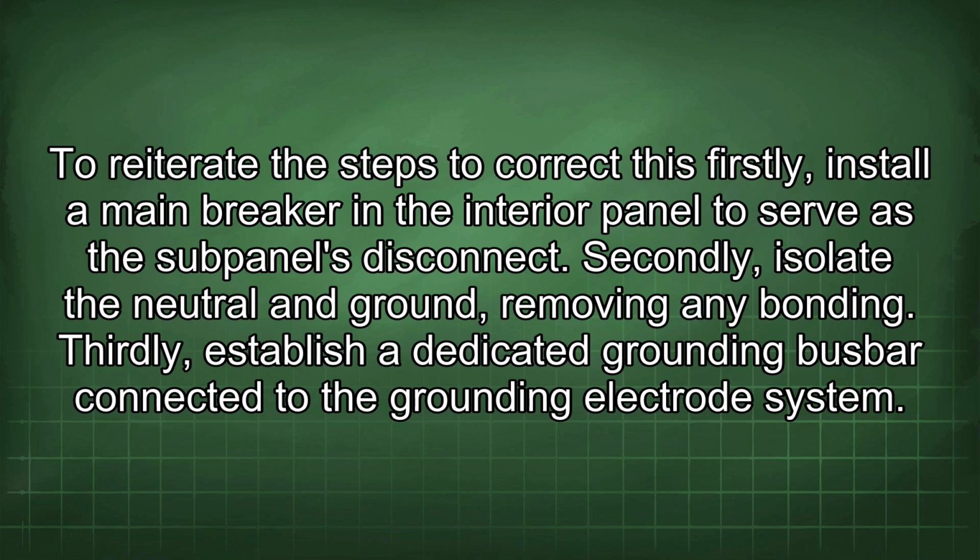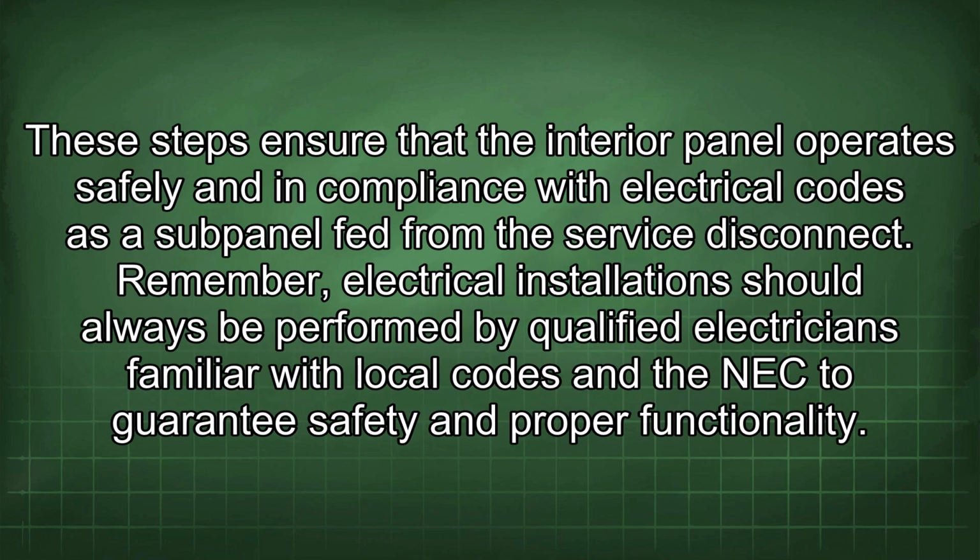To reiterate the steps to correct this: firstly, install a main breaker in the interior panel to serve as a subpanel's disconnect. Secondly, isolate the neutral and ground, removing any bonding. Thirdly, establish a dedicated grounding bus bar connected to the grounding electrode system. These steps ensure that the interior panel operates safely and in compliance with electrical codes as a subpanel fed from the service disconnect. Remember, electrical installations should always be performed by qualified electricians familiar with local codes and the NEC to guarantee safety and proper functionality.